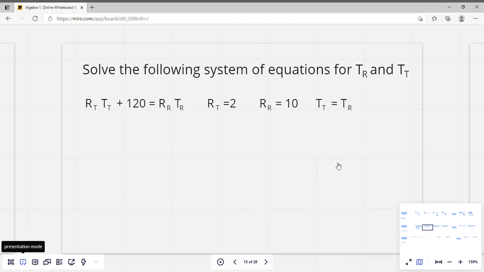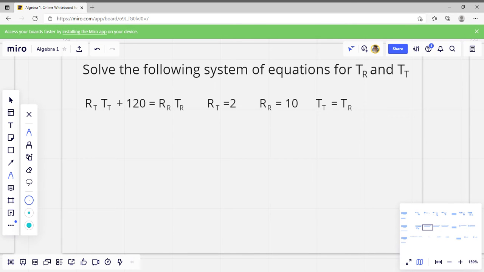Solve for RT. So this time we have two different things we're trying to find, TR and TT. See, I told you these could get confusing. Alright, so here's our base equation, this one.